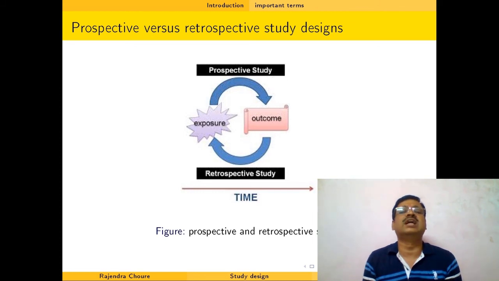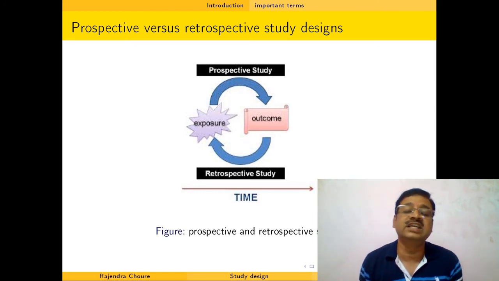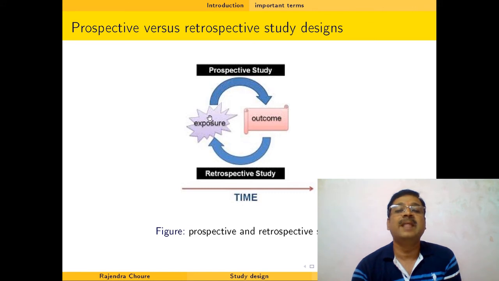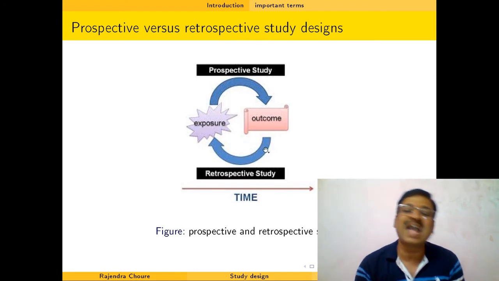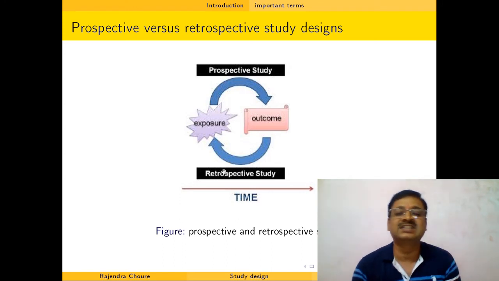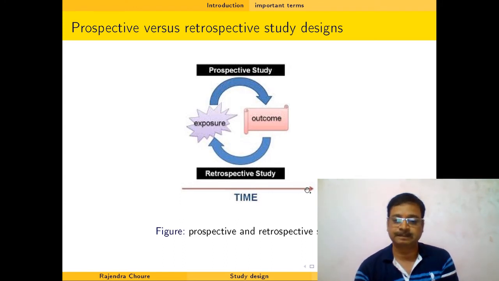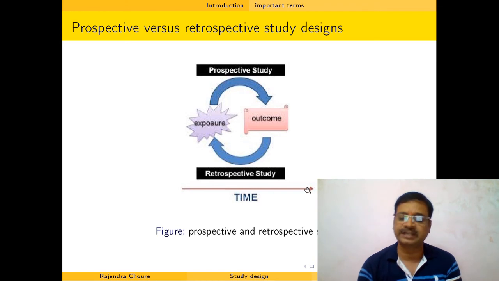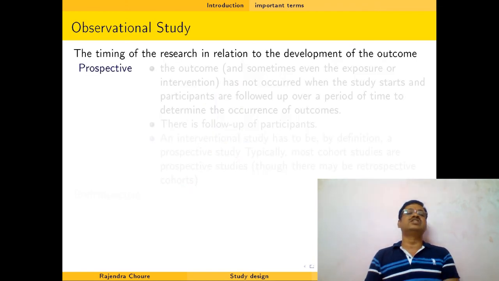Then these can be called prospective and retrospective studies. If exposure is earlier and then you study the outcome, if you are exposing at this time point and you are studying the outcome in future, then that will be the prospective study. You are going in the direction of the time. If you are going back in time, if you know the outcome and you want to know the levels of exposures which have occurred previously, then that study will be called a retrospective study. Then observational studies are there.